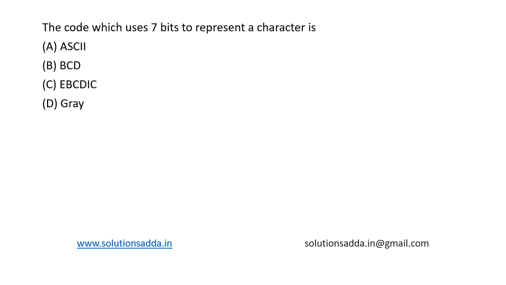This is a question from digital logic design. The code which uses 7 bits to represent a character is ASCII, BCD, EBCDIC or gray code. ASCII encodes 128 specific characters in 7 bits. BCD stands for binary coded decimal. It is a system of writing numerals that assigns a 4-digit binary code to each digit 0 to 9 in a decimal numeral.